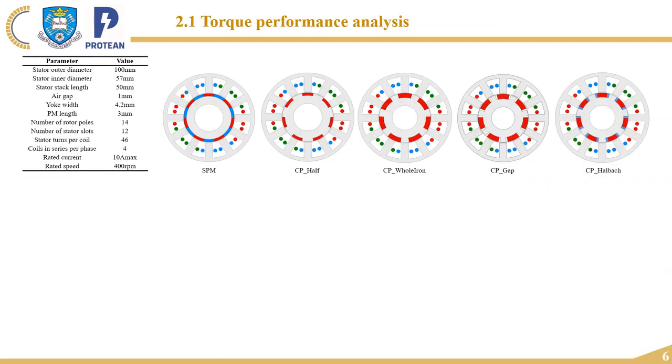Firstly, I built all of these kinds of consequent pole machine structures. In the second one, the CP half model, the PM amount is half of the SPM counterpart. And in the last three models, they all have the same amount of PM as the SPM machine.